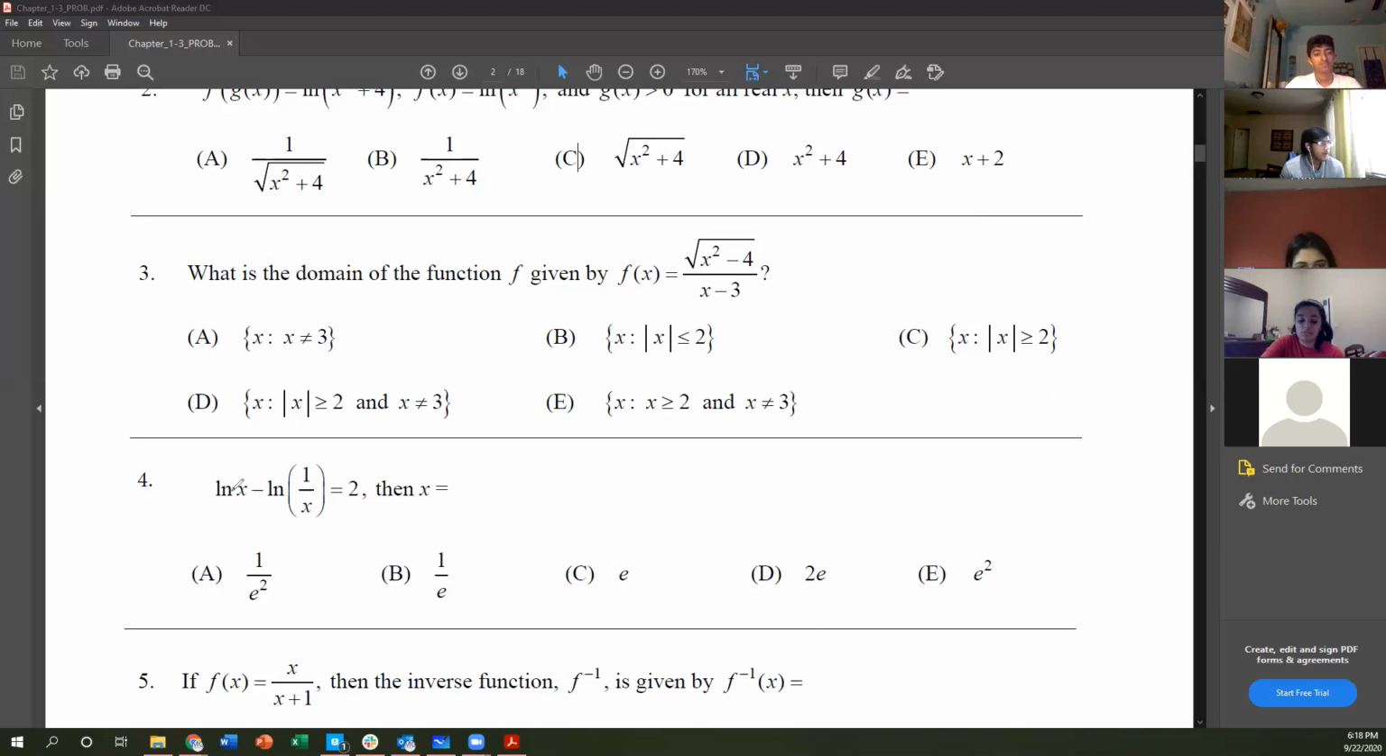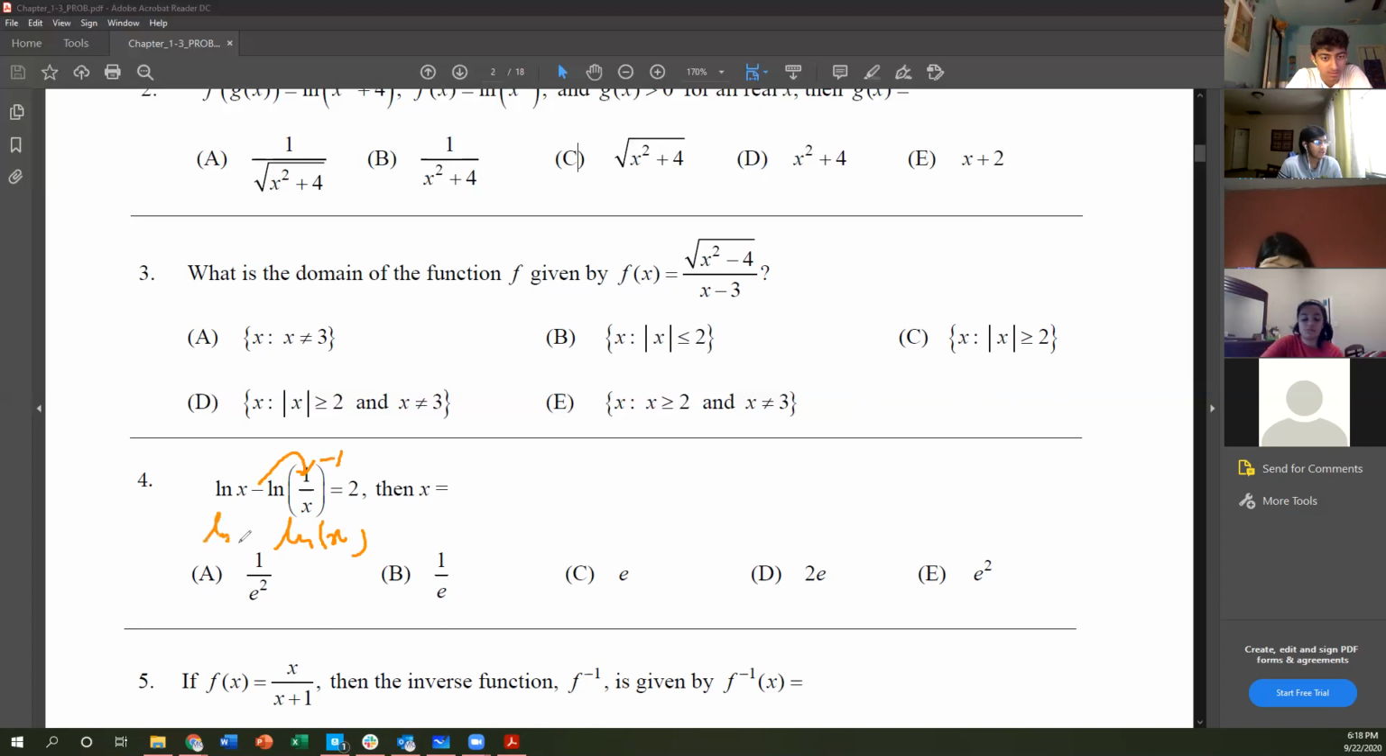So number 4, let's see. We're taking the natural log of x minus the natural log of 1 over x, and that equals +2. Then x equals what? Okay, so I know that when I have two logs separated out, that's essentially dividing, right? And the other way I can think about it is that this is a -1. I can raise this whole thing, whatever's inside here, to the -1 power, and that makes it natural log of x instead of natural log of 1 over x.